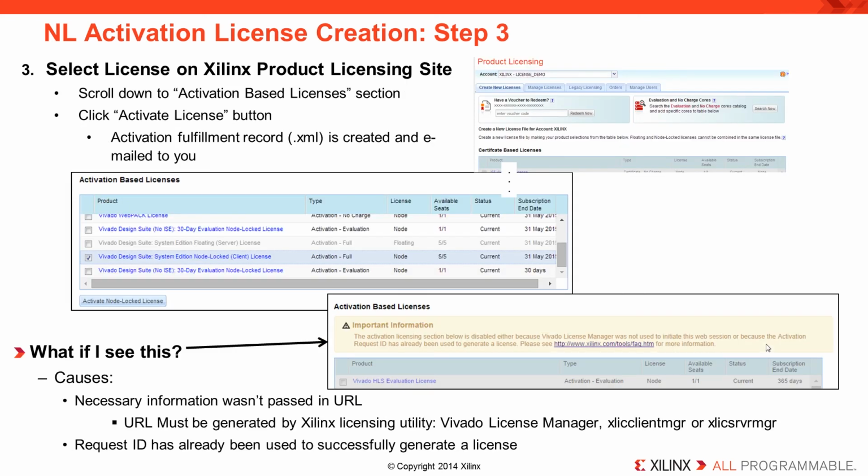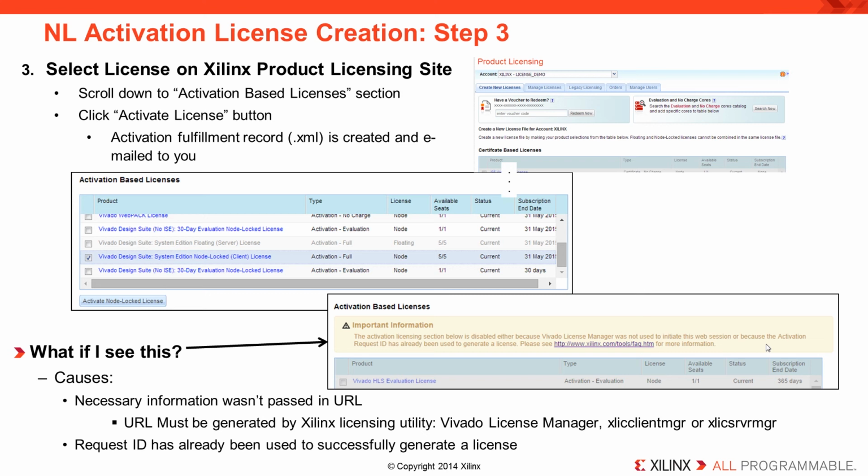So step 3 is to create your license on the Xilinx product licensing site, and you do that by something very similar to what you're used to before. You log in, and then you go down on the create license page to the activation-based licenses section. This is a lower section. You can see certificate-based licenses are at the top. This is at the bottom of the page. Scroll down to that, and click the Activate License button once you've selected which one you want. Then the activation fulfillment record, after you go through a couple of confirmation steps, is created and emailed to you.